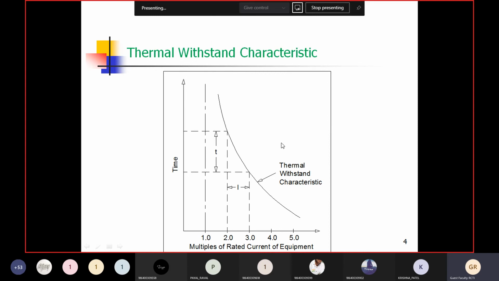Okay, so this is called thermal withstand characteristic, which is generally provided by the manufacturer, and it follows an inverse curve. Time is inversely proportional to current. Okay, time is inversely proportional to current. Sometimes what people tell is that current is inversely proportional to time. This is wrong.